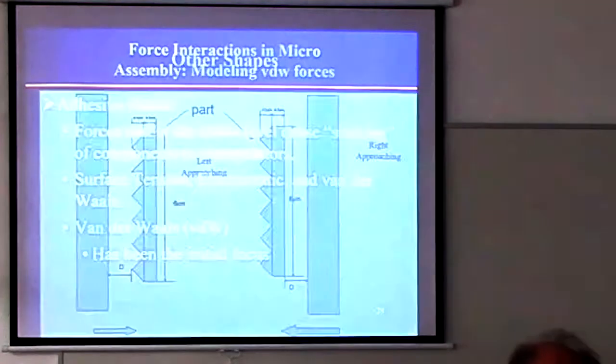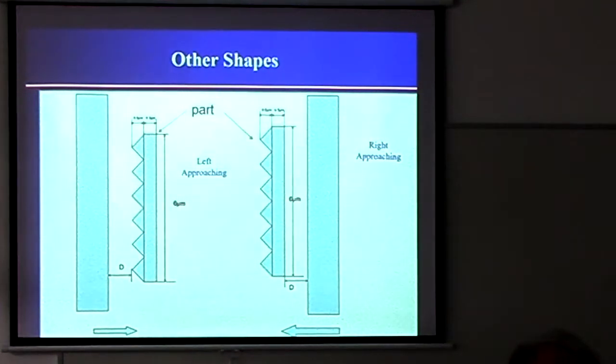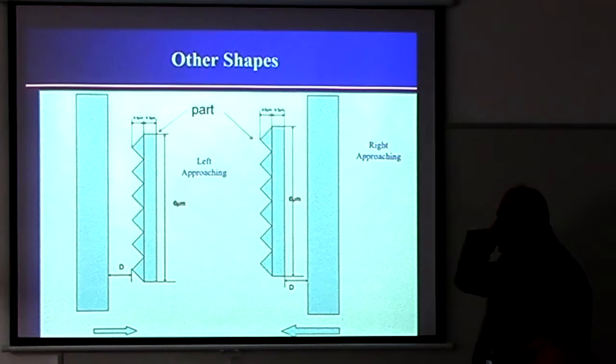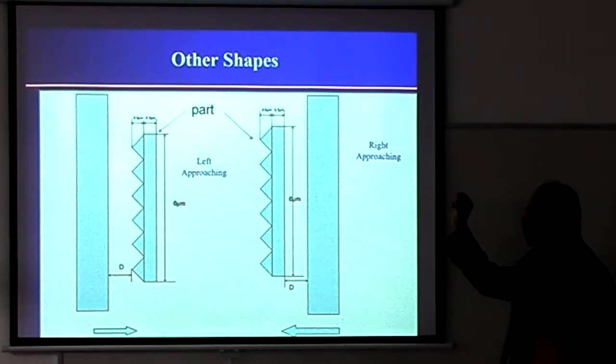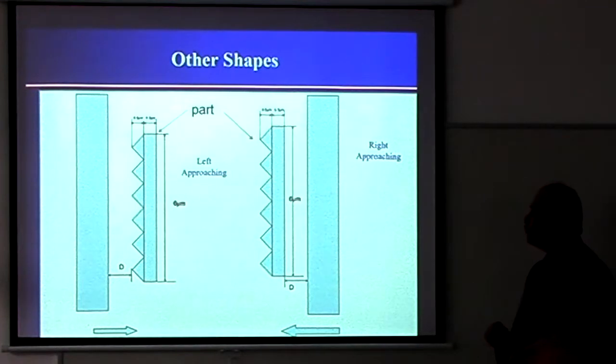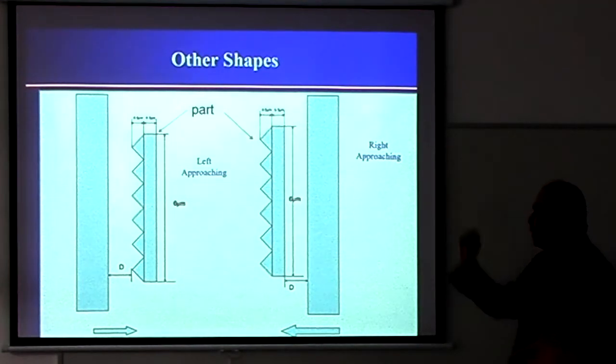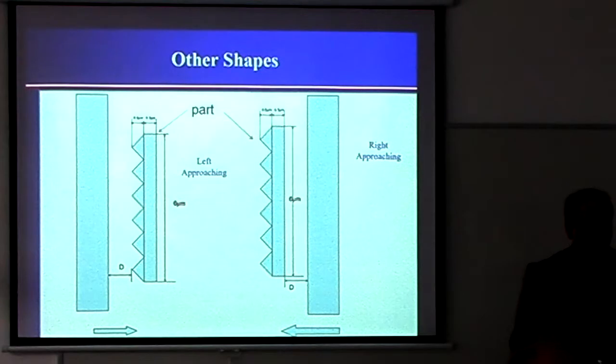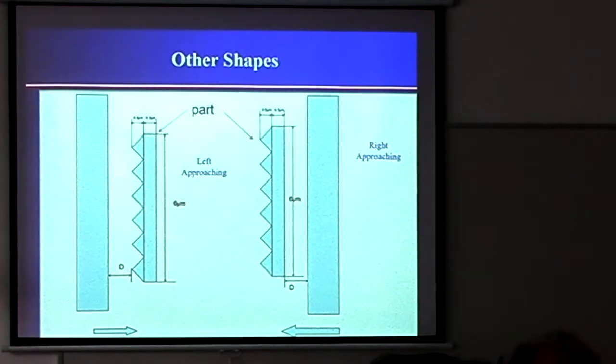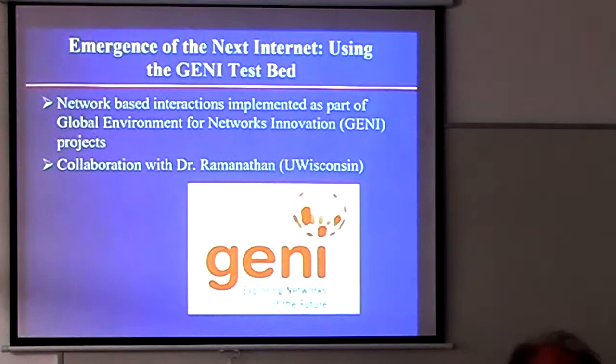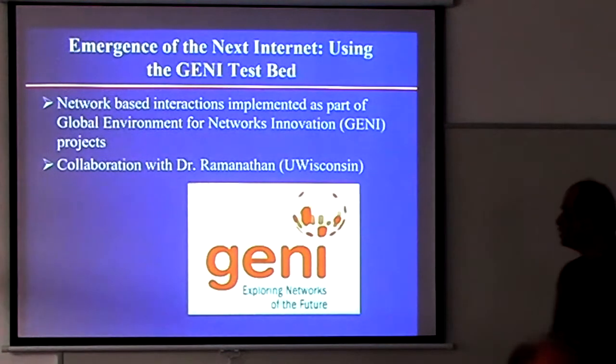Again, I'm not going to go inside it, but this was the overall shape that we had manufactured, and it's really difficult to manufacture at this scale. But Sandia National Labs was very kind enough to machine this for us, and we had very good results from this. So anyway, let me talk briefly about the next generation internet, right?